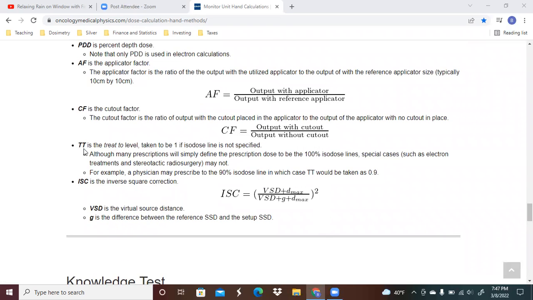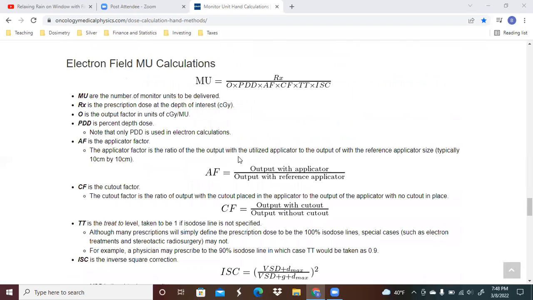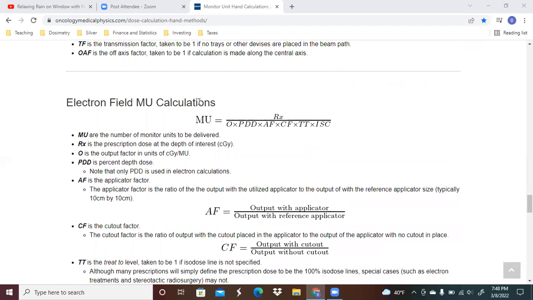The treat 2 level of the TT, again, is going to be the isodose line. In many cases for electrons, you're going to be looking at somewhere between 80 to 95 or something like that. So you're going to be looking at factors here that are 0.8 to 0.95, something along those lines. And you've also got an inverse square correction here, depending on the virtual source distance, since you don't really have a point source per se, you have a virtual source here. And then you've got the G, which is going to be the difference between the reference and the setup. So these are the types of factors that you'll need here for the electrons.